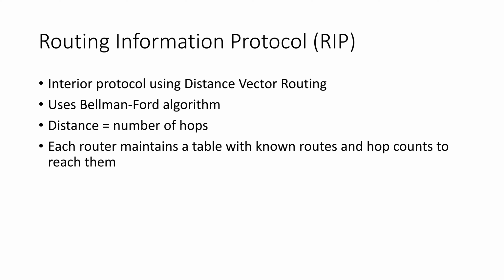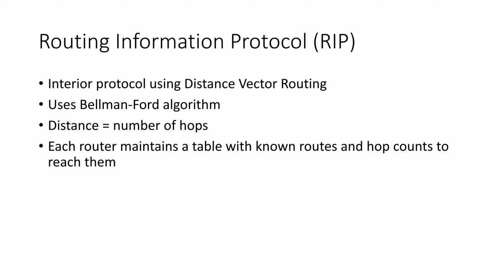The first routing protocol we'll discuss is RIP or Routing Information Protocol. It's an interior routing protocol that uses a technique called distance vector routing. Here's how it works. Each router maintains a table listing all possible destinations it knows along with the distance to them. In RIP, the distance is measured in the number of hops or routers between the source and the destination. The maximum number of hops allowed is 15. A distance of 16 is considered unreachable.